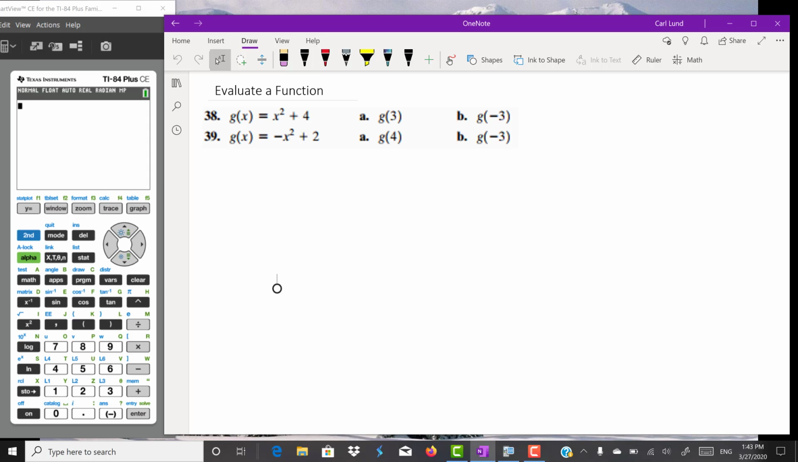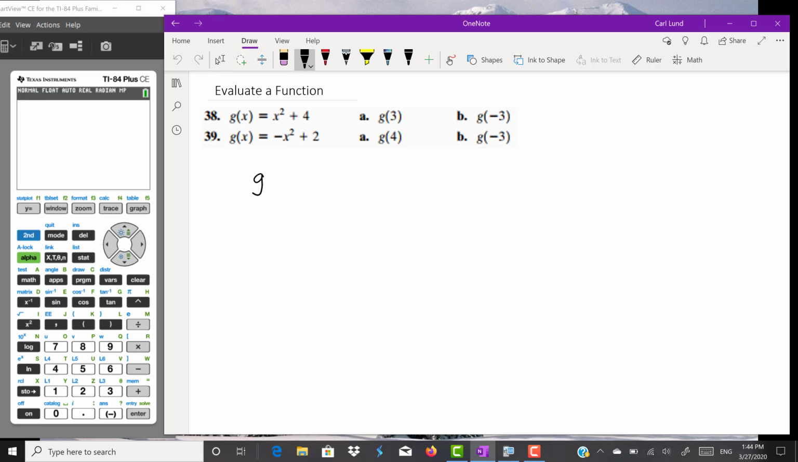And so what we're going to do, these happen to be g of x instead of f of x. That doesn't matter. So I'm going to evaluate g of x at two things. First, when x is 3, and second, when x is negative 3. To do this, I'm just replacing the x in my function with 3. So for number 38a, I'm going to have this.